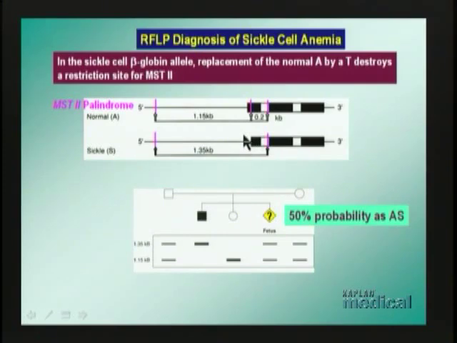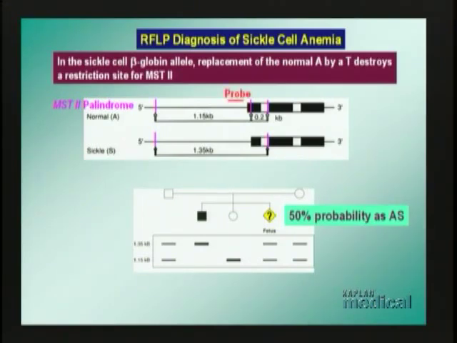The fragment now is 1.15 plus 0.2, which is 1.35 kb in size, because this palindrome never got cleaved by MST2. So if you take a normal allele or a sickle allele for beta globin, add MST2, we generate these fragments. And then you do a southern blot. These fragments are separated on the basis of size. Now the issue becomes, how are those fragments detected? So we need to have some sort of probe. So now let's bring in a probe.